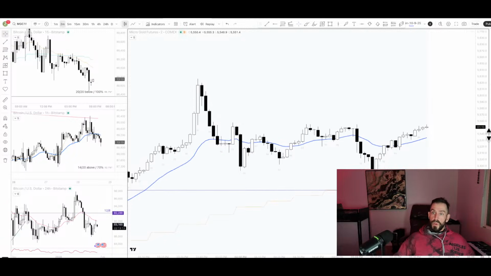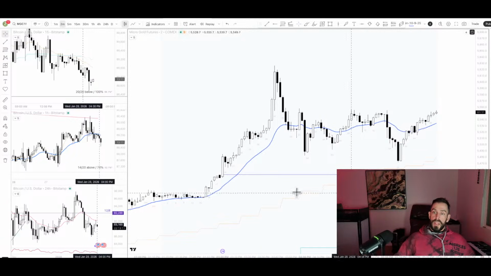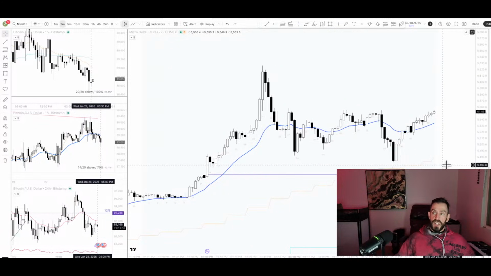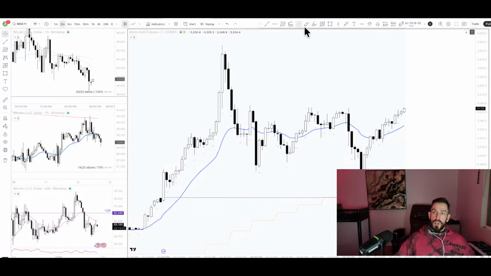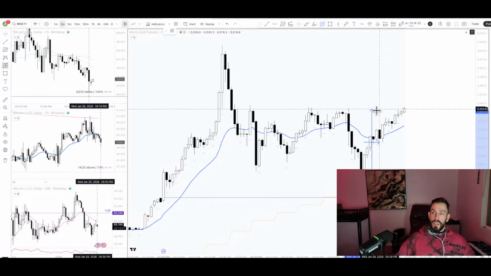Okay. So what we can see on gold is we had a big move up, and then we've been going sideways. Ching, ching, ching, ching, ching, ching. But then look, we got another big move up here. Okay.